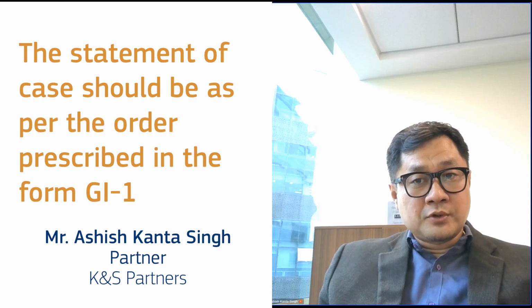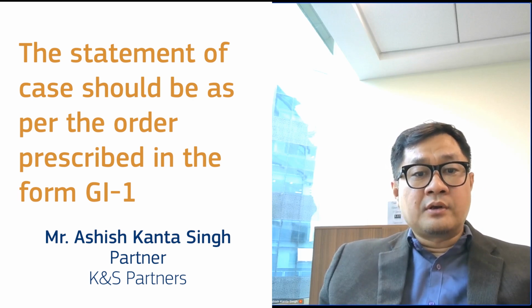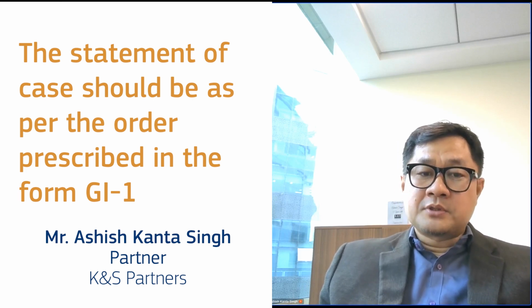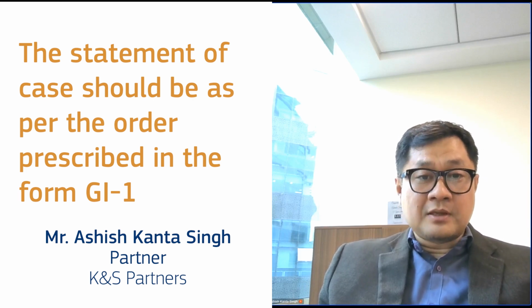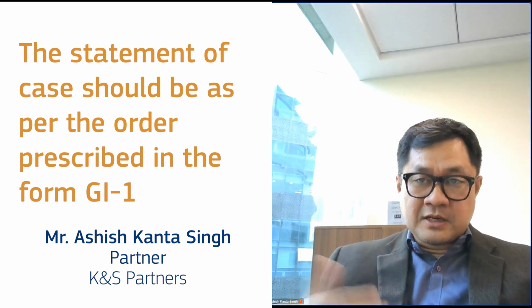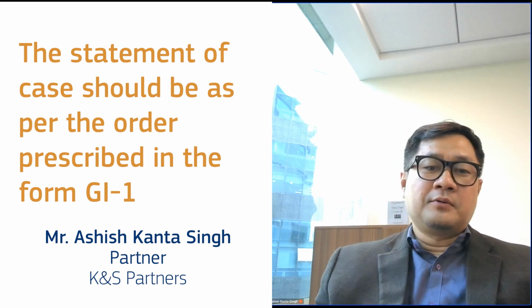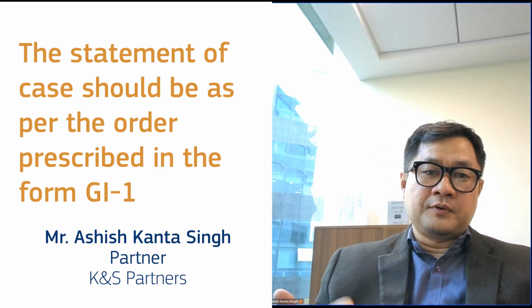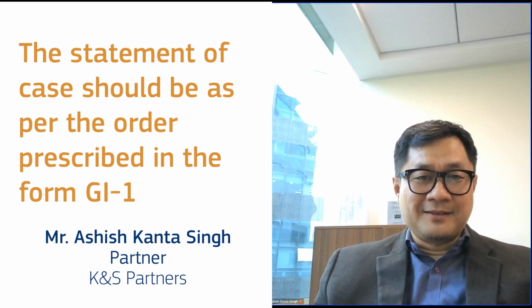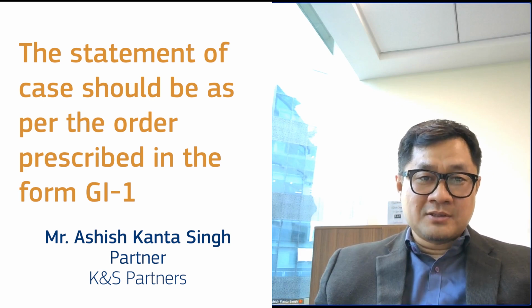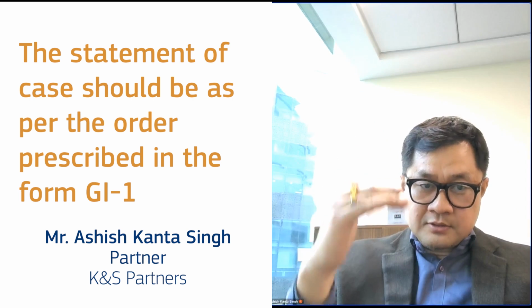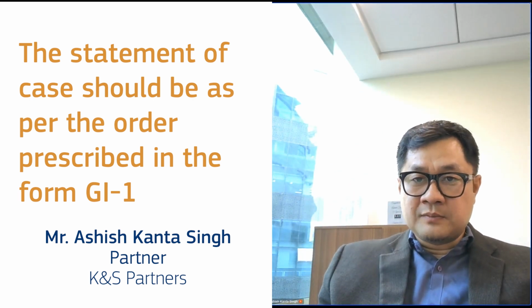Also, the preparation of the so-called statement of case should be as per the order prescribed in the form GI1, because this is from our experience when we were prosecuting certain European applications. We thought that it's completely okay not to follow this order as prescribed under the form GI1. So, for example, we started off by talking about the method of production first, and then we talked about the historical records later. They don't appreciate that. So these are some practical tips from our experience of prosecuting all those applications. They are always very, very particular about putting all this information as per the order prescribed in the form.